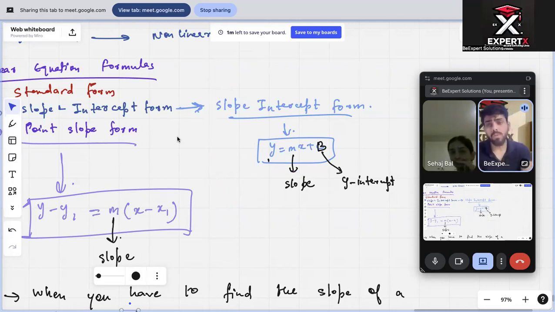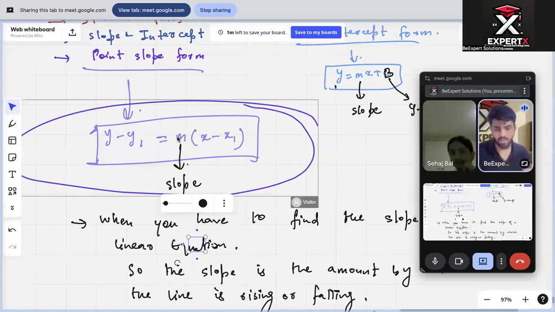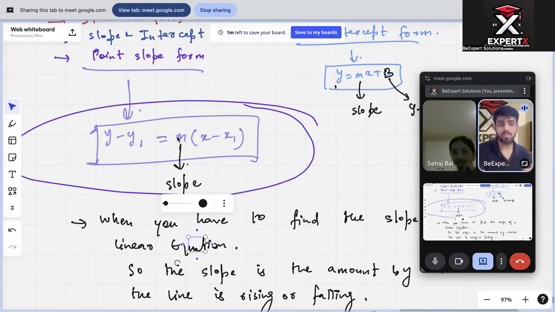Again, if we talk about the point slope form, which is another form for finding the slope, it is y minus y1 equals to m times x minus x1. So m is the slope here, and x1 and y1 are basically the point on the line that you have on the graph, you can say.